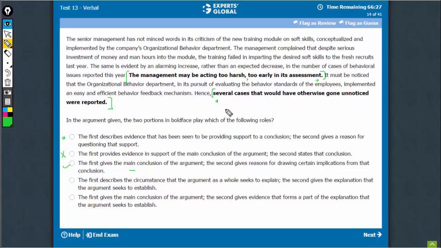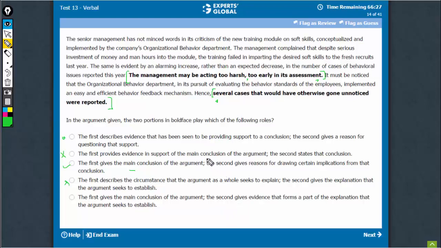No, the argument seeks to explain that senior management is being critical. This is not something that is being explained. This is the conclusion. This is being concluded. So it's between C and E now. Only two options convey that this first bold part is the conclusion.